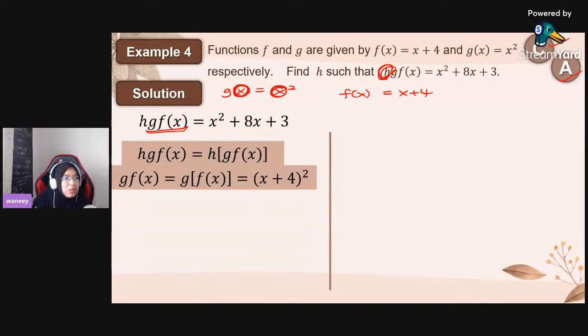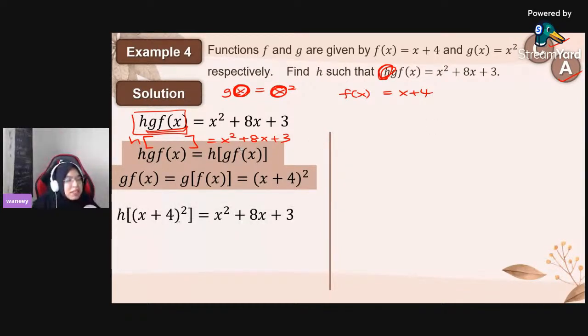Okay, so now I will go back here and then I will write this down as h, and then the value for g composite with f, and this is equal to x squared plus 8x plus 3. Okay, so gf is x plus 4 squared, so I will write down h of x plus 4 squared equal to x squared plus 8x and then plus 3. Okay, so if you refer to the notes that I give you, that means this is already in the third step where we have to use substitution.